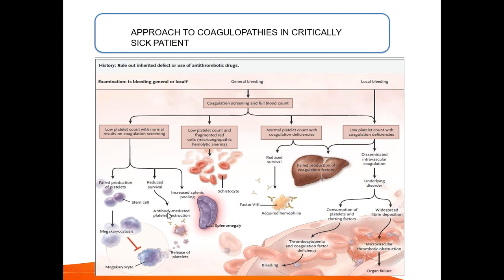I'll try to explain to you. Or there can be increased sequestration, as in hypersplenism. If the platelets are low, immediately you do a peripheral smear to see what is the morphology of the platelet. The large platelets are not counted by the counter in which we run the CBC.